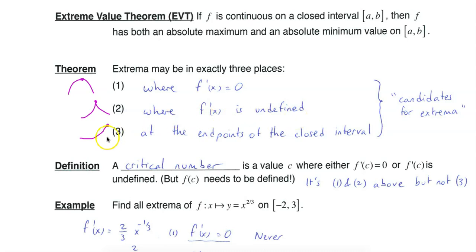Finally, the last possibility is that the absolute max is at one of the endpoints. So in this example here, the function is growing and growing, and in the end, the highest point on the graph is the endpoint.